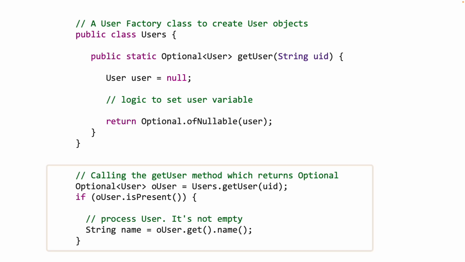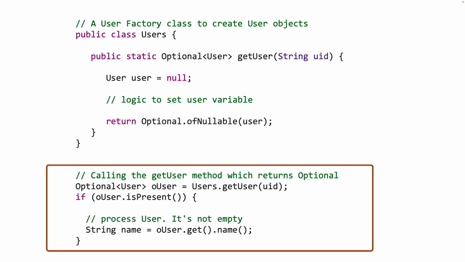How does the caller use this API? Here's one way. The caller of the users.getUser method uses the isPresent method of optional to check if a valid value is available, and if so, will process the user. And then of course use the get method of the optional to retrieve the actual name. The end benefit of using the optional class is that the caller is forced to think about handling the null return value. This prevents a null pointer exception and makes the code robust.